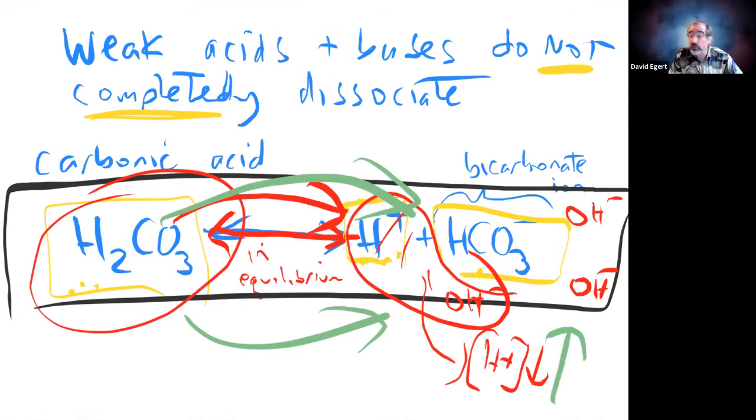So no matter what you do, if you take H pluses away, this thing will move to the right and add in H pluses. If you add H pluses in, it will move to the left and take them away. So the basic idea here is no matter what you do, this thing is going to respond in a way to bring you back to where you started. And that's kind of the definition of a buffer. It's resisting changes in pH. If the pH is going up, it brings the pH back down. If the pH is going down, it brings the pH back up.